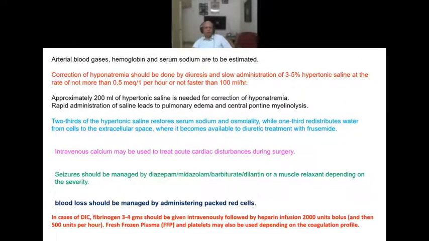And in case of DIC, fibrinogen 3 to 4 grams should be given intravenously, followed by heparin infusion, 2000 bolus and then 500 units per hour. Fresh frozen plasma and platelets may be used depending upon the coagulation profile. And analysis with the TEG, thromboelastography, is very important.